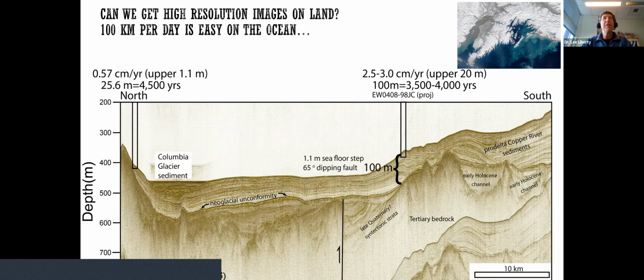And then here's the question. I had to throw this image in. This is from some work up in Alaska on a boat, so this is marine data. Can we get high resolution images on land? You know, we can collect 100 kilometers a day on the ocean really easily. Can we do something similar on land?